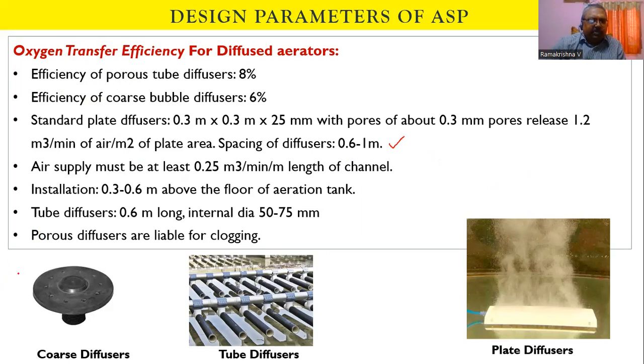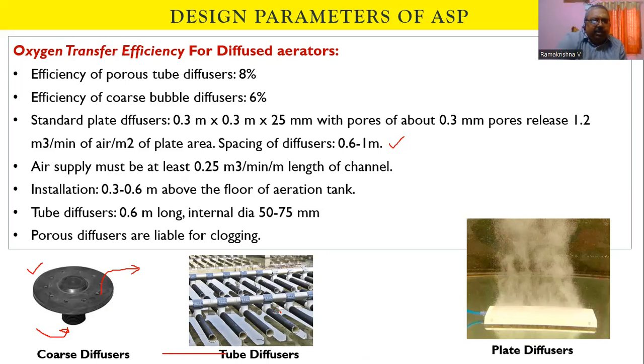Now coarse diffusers, you can see this is a mushroom type of device, where a number of holes are there. The air will come through the bottom here, and they'll release it from the top like this. Then you can see that the tubes are there. The end of the tube is open here, and the air also comes out from it into the aeration tank.